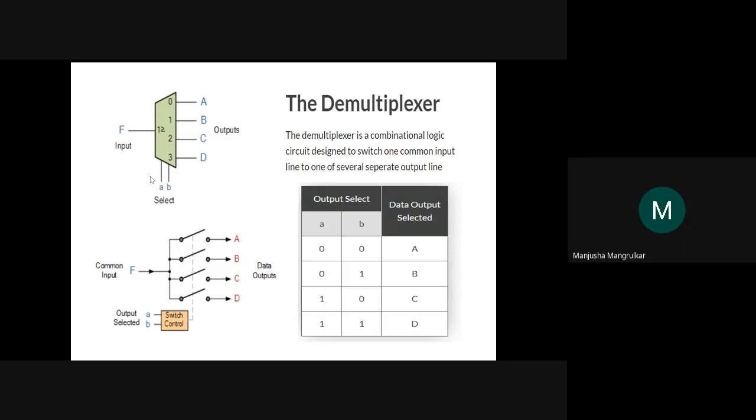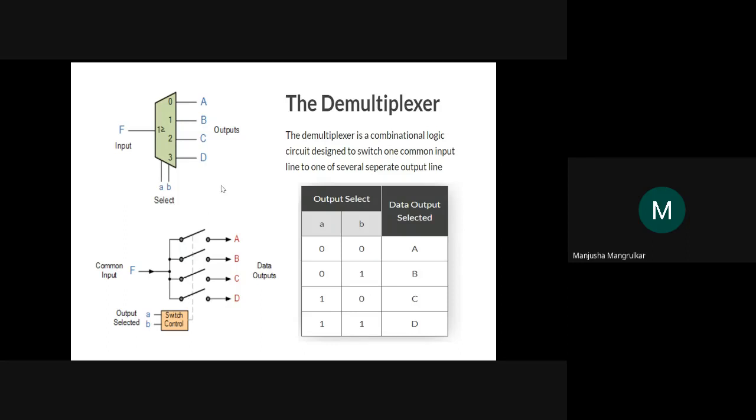It is a kind of switch. See which switch has to close. If it is 1 1, this switch will close, so F data will be represented on the D line. These are the outputs. A and B are the control switches. They will control the data. What is the data on F? The data on F will be on which line? So that is the demux.